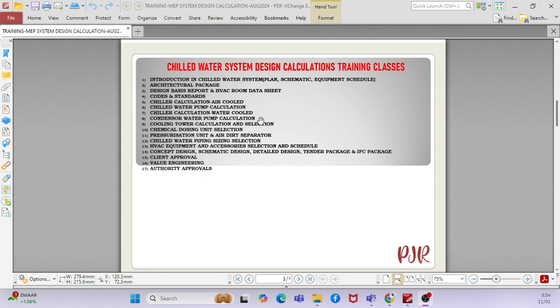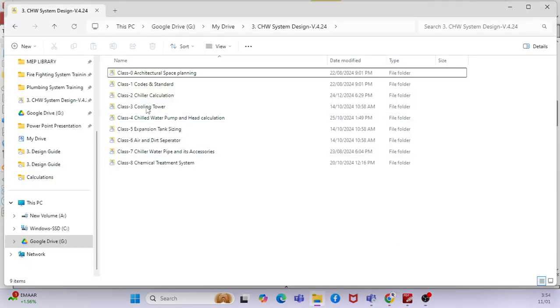Okay, so basically this is the syllabus structure, and also if you go to my folder, you will get all the folder structure like architecture, space planning, codes and standard, chiller calculation, cooling tower, chilled water pump head calculation, expansion tank, sizing, air and dirt separator, chilled water pipe and its accessories, and chilled water chemical treatment system. Okay, so basically this is the complete network as for the chilled water system.